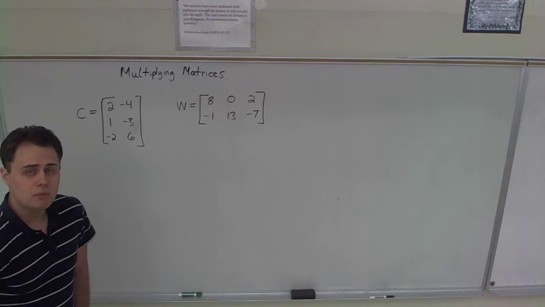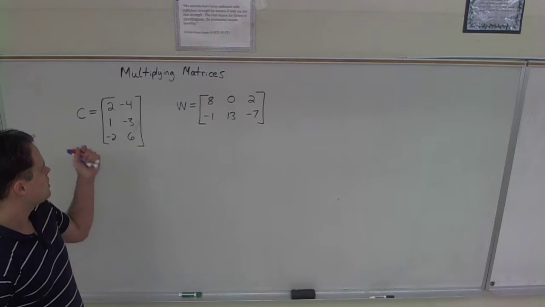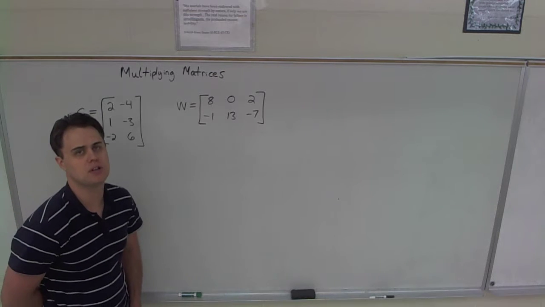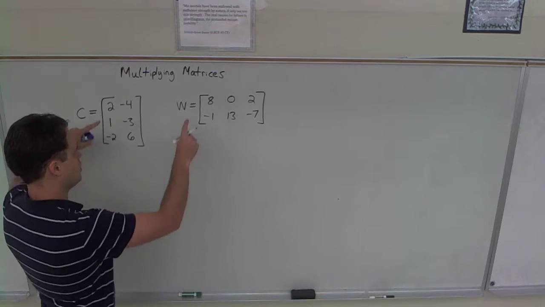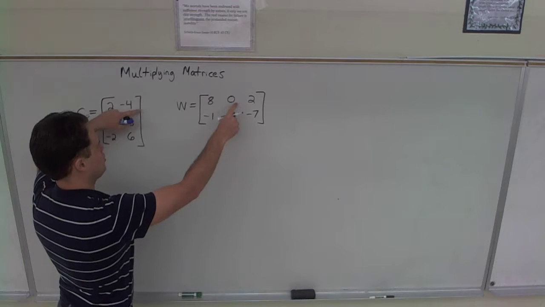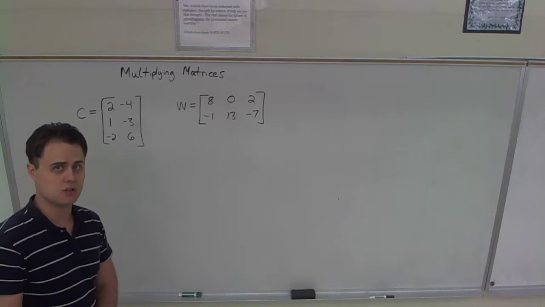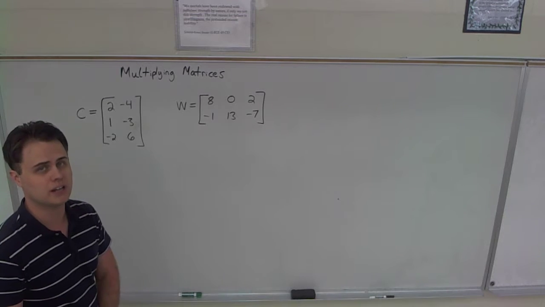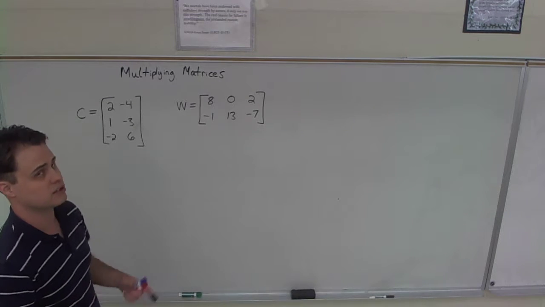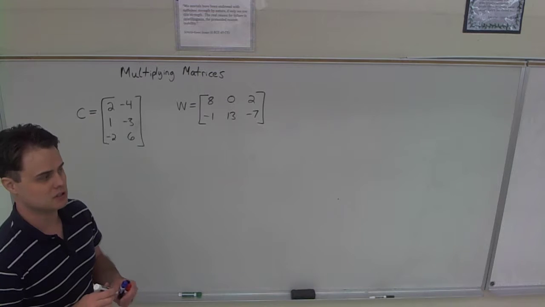Okay, so can we add these matrices together? If I was to ask you to do C plus W or W plus C, you should tell me no. Matrices have to be the same size to add or subtract or scale or multiply. I guess if you wanted to do 2W minus C, you still couldn't do that. They'd have to be the same size.